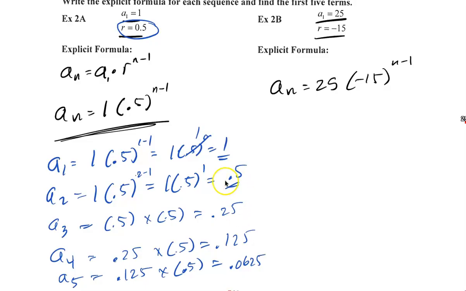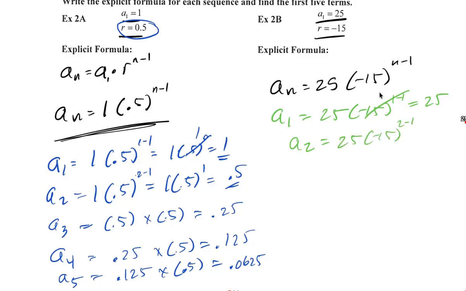So that's one example. I can do the same over here, right? The first term is plug in 1: 25 times negative 15 to the 1 minus 1. That's going to be 0, so this is going to cancel out. You just get 25. a2 would be 25 times negative 15 to the 2 minus 1, which would be 25 times negative 15 to the first, which would be negative 375. And we can keep on going that way. Or if you want to use the recursive formula, just get your answer, negative 375, and times by the common ratio, which is negative 15. And we get 5625. And then you keep on going to find the rest.